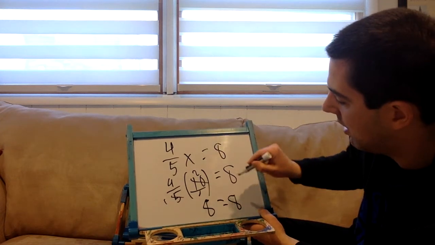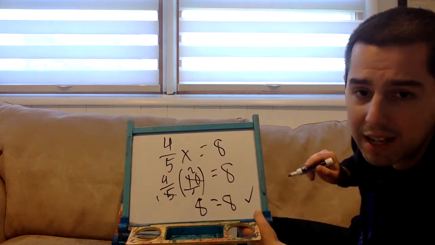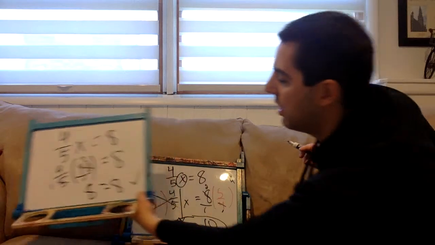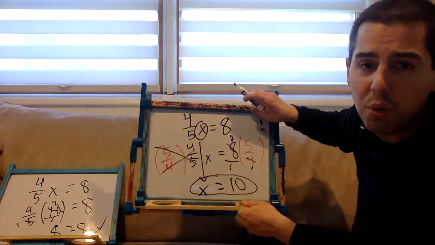And 8 is on the left side. 8 is on the right side. I've balanced my equation. It's a true statement. So my solution of x equals 10 was correct.